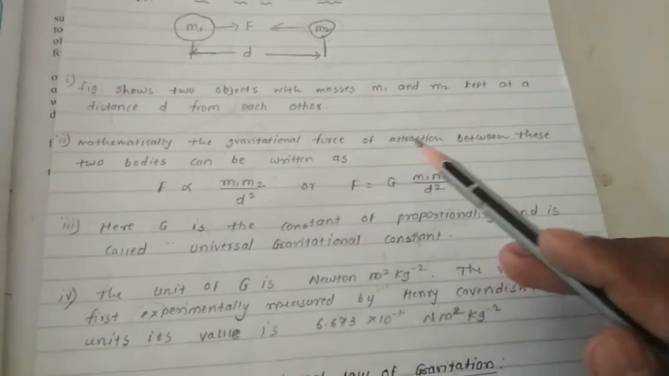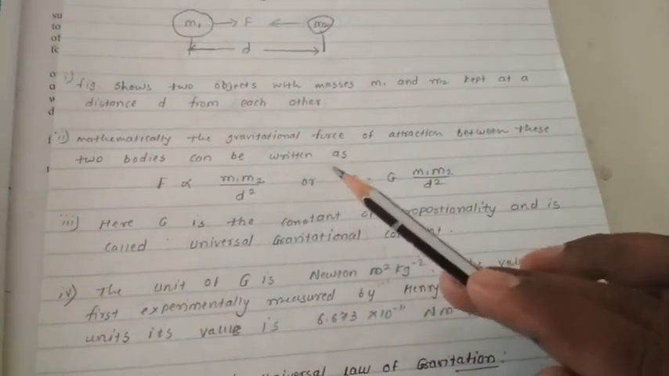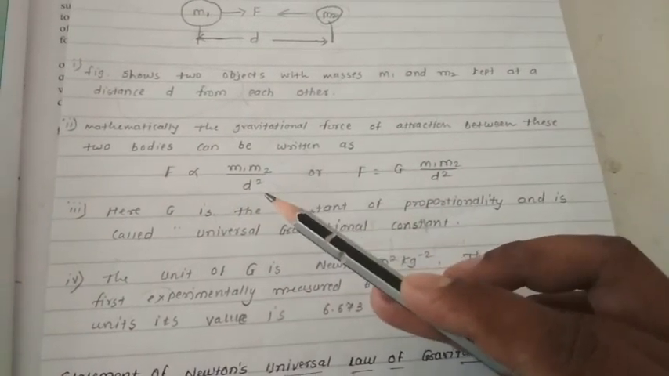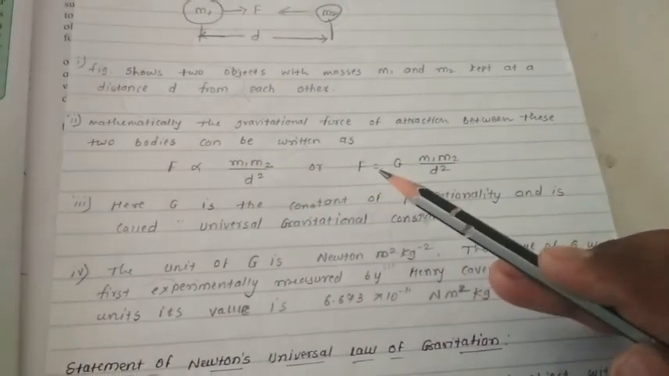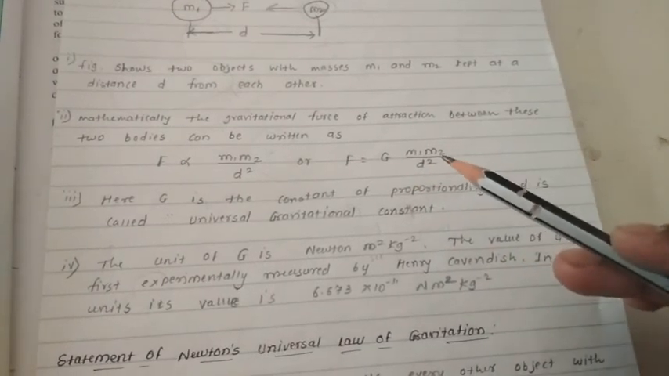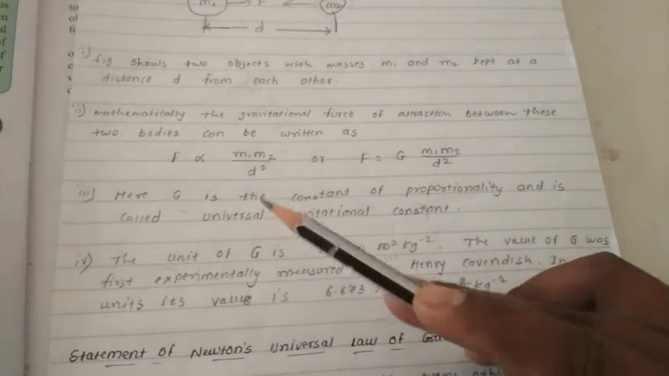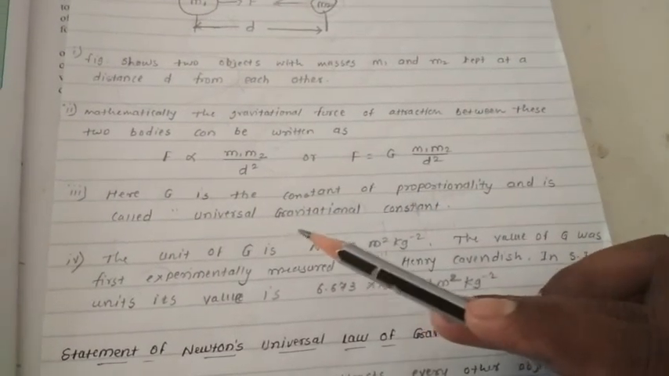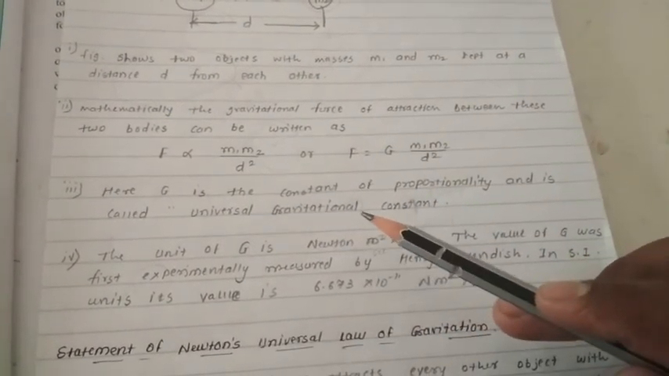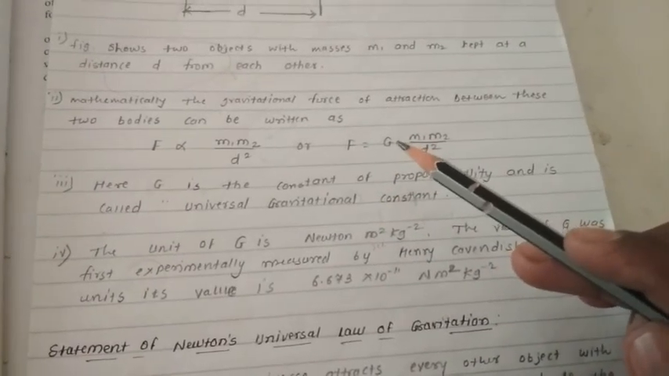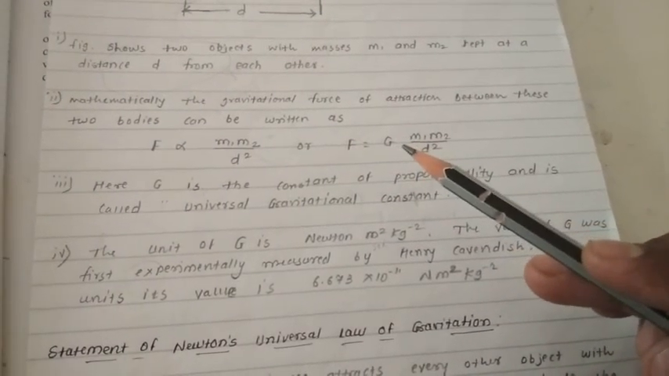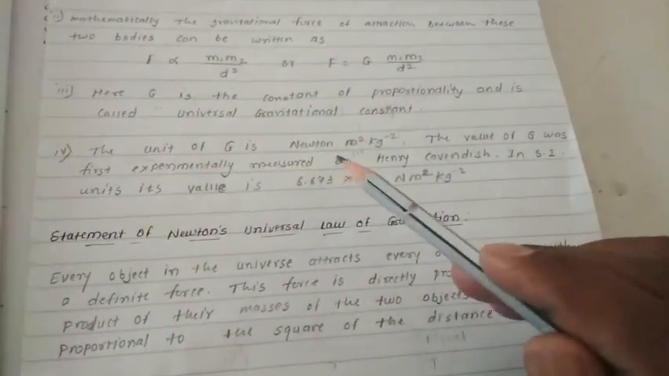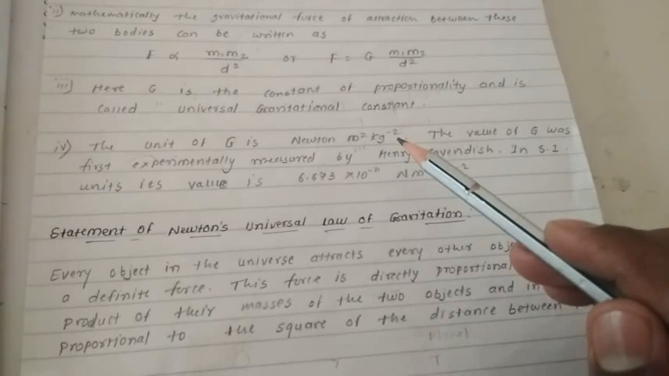Mathematically, the gravitational force of attraction between these two bodies can be written as F is directly proportional to m1 into m2 divided by d square, or F is equal to G into m1 into m2 divided by d square. Here G is the constant of proportionality and is called the universal gravitational constant. The unit of G is Newton meter square kg raised to minus 2.